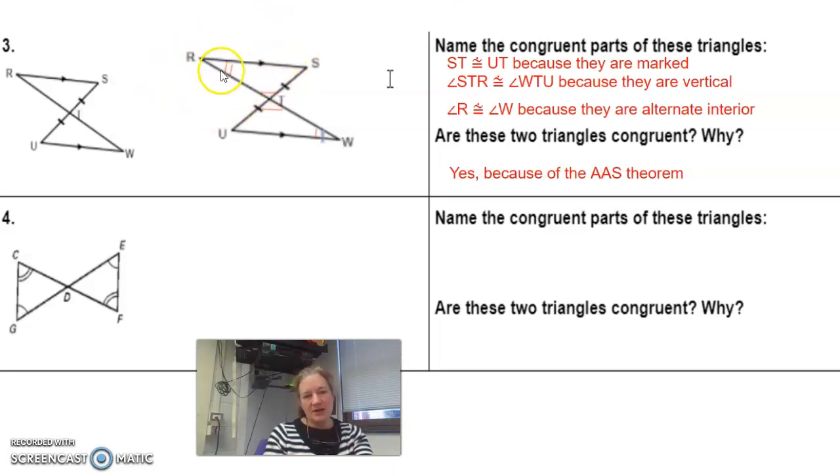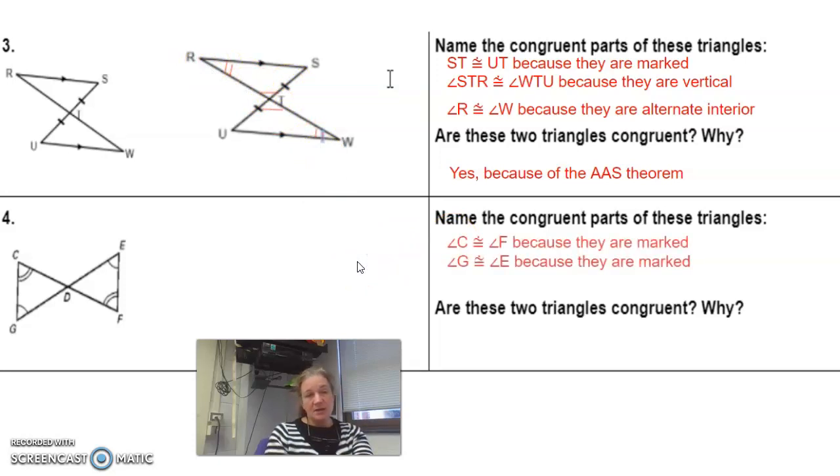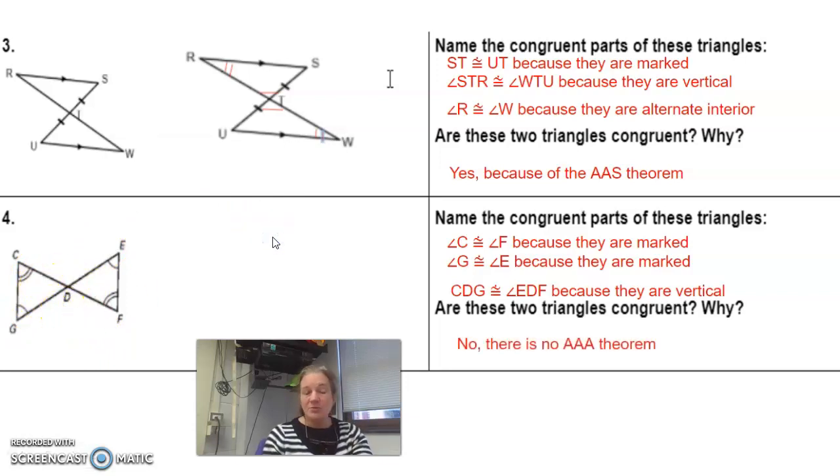This is angle, angle, side. I have an angle marked, and then another angle marked, and then a side. The side is now between the two angles. Here, I've marked these angles, so they're congruent. I can say angle D is congruent to angle D, CDG is congruent to EDF, because they're vertical. So I can mark them. But there's no angle, angle, angle theorem in proving triangles. So no, I can't say they're congruent. They look congruent. All the angles are the same, but it doesn't work that way. There's no AAA and there's no ASS theorem to prove they're congruent.